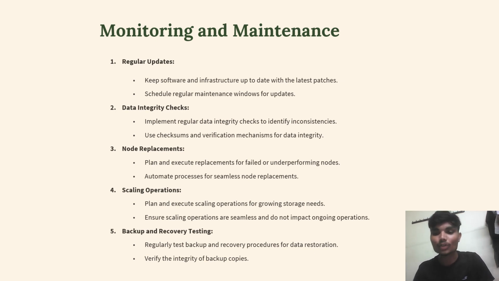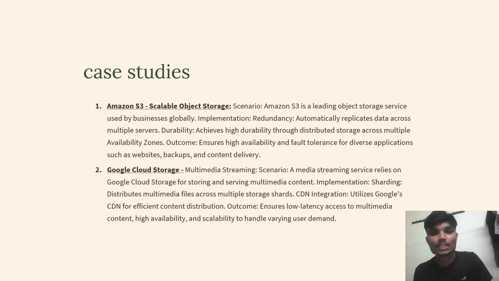not impact ongoing operations. So this is a case study on this topic. Amazon S3, scalable object storage, is a leading object storage service used by businesses globally. Implementing redundancy, it automatically replicates the data across multiple servers, achieving high durability through distributed storage across multiple availability zones. Outcome: ensures high availability and fault tolerance for diverse applications such as website backups and content delivery.